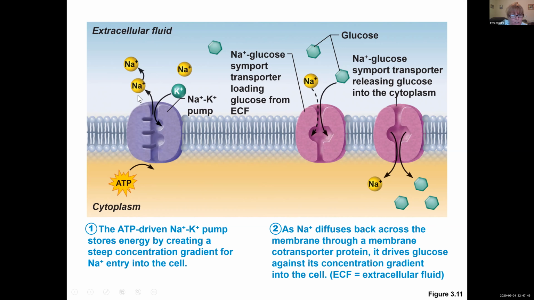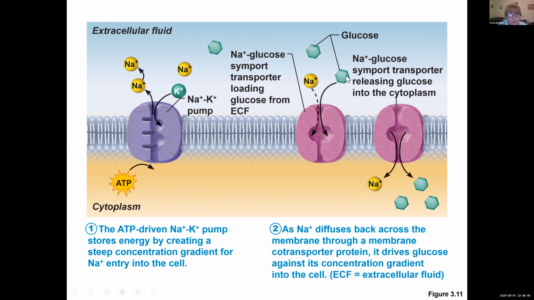Now, what happens over here? Because sodium is constantly moving out and potassium in, we create a high concentration of sodium outside. Because we have so much sodium outside, sodium has a tendency to move down its concentration gradient, from high to low concentration. And luckily, we have a special protein to do it, right? So sodium now diffuses back through the special protein, but it takes glucose with it. So sodium moves down its concentration gradient, but glucose can move against its concentration gradient because it's moving together with sodium. So in this situation, we have secondary active transport of glucose that depends on primary active transport.